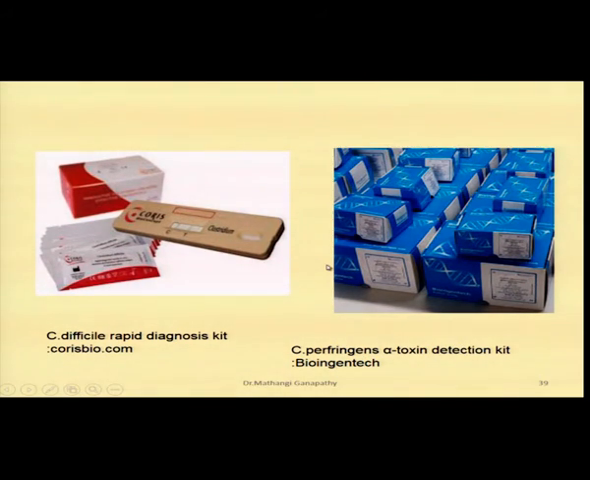So all these commercially available kits can be used to detect the presence of either the organism or the toxins which are present in food. So food as well as suspected food, or clinical samples from the patients, can be used as a substrate for testing for the presence of these organisms using these commercially available kits.